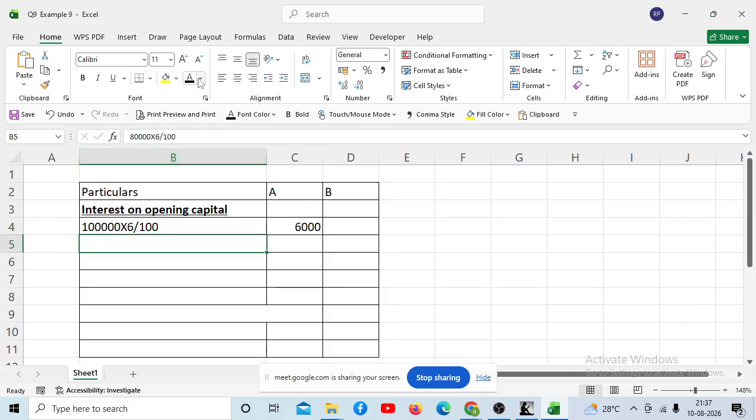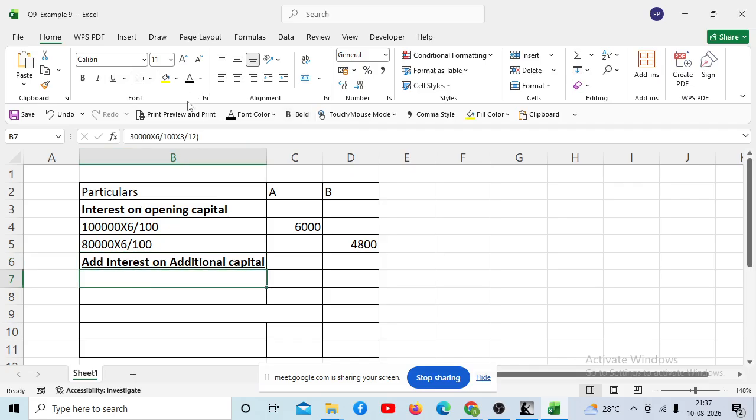Similarly, B's opening capital is 80,000. So on 80,000, calculate 6%. What will be the answer? 4,800. Yes. Okay. Now we will write here: add interest on additional capital.